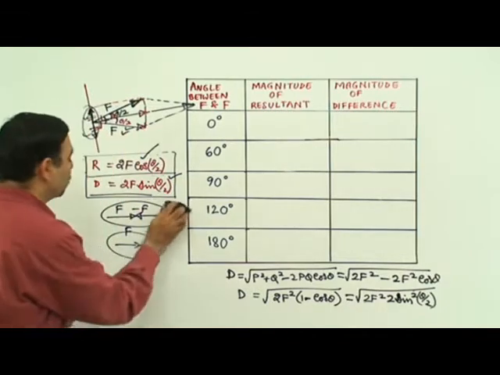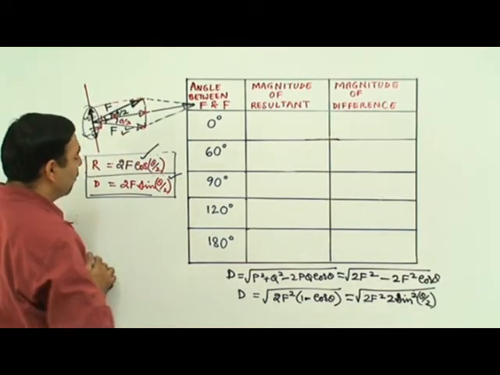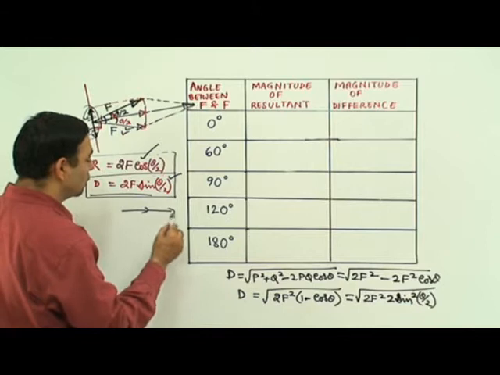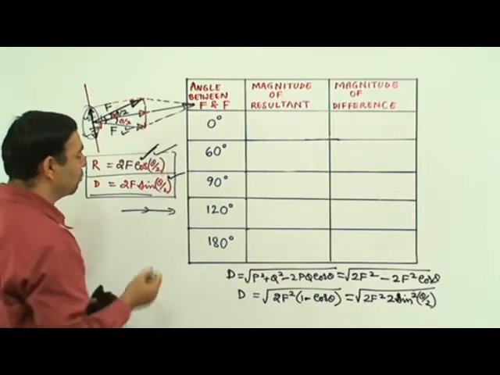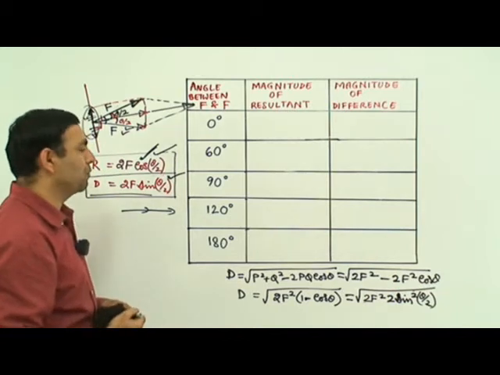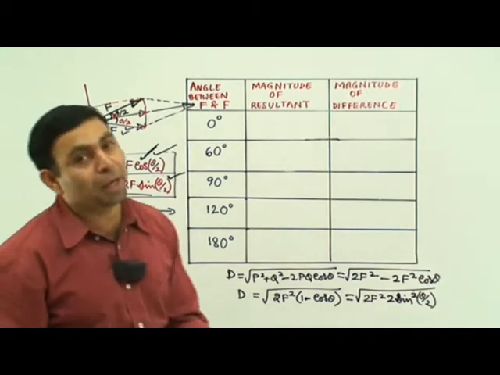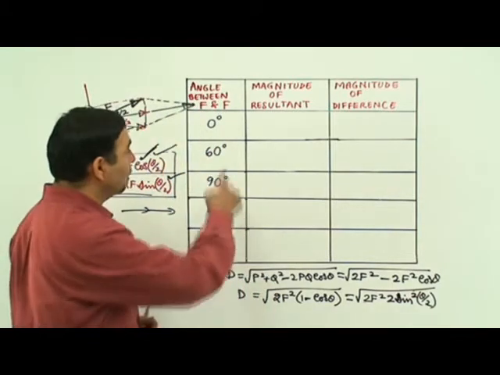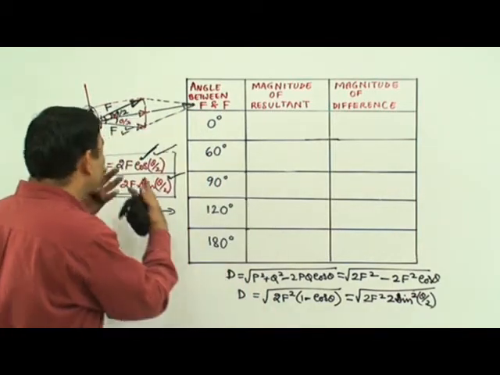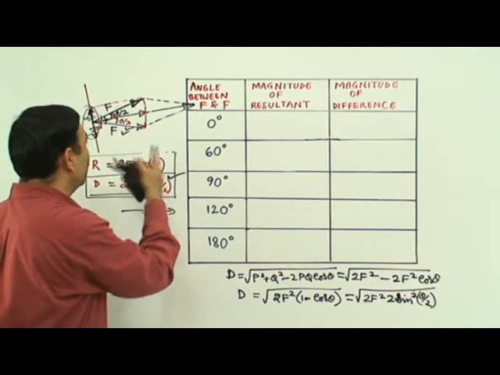Fine. Anyway, you need not check both the things. If you just check one, f and f at an angle 0, the result should be 2f. That happens over here. So this is the formula for resultant. Definitely the other one will be for the difference of two vectors of same magnitude f inclined at an angle theta with each other. Okay, now let's just fill in this tabular column using either these formulae or the way you wish, doesn't matter.